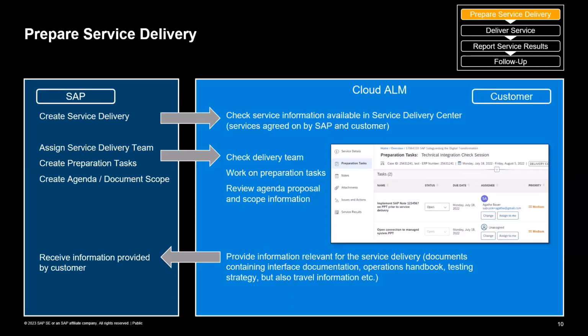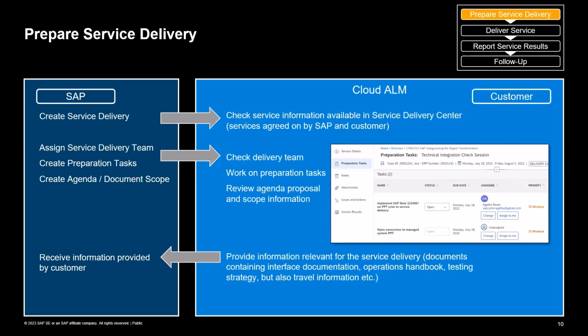So changes to the preparation tasks are reported back from Cloud ALM to SAP. In addition to that, customers can provide notes and attachments in preparation for the service delivery. We typically have things like system landscape information, operations handbook, testing strategy, documentation. These kinds of documents are typically PDFs. They can be provided to the SAP delivery team via Cloud ALM. So the customer can upload them.